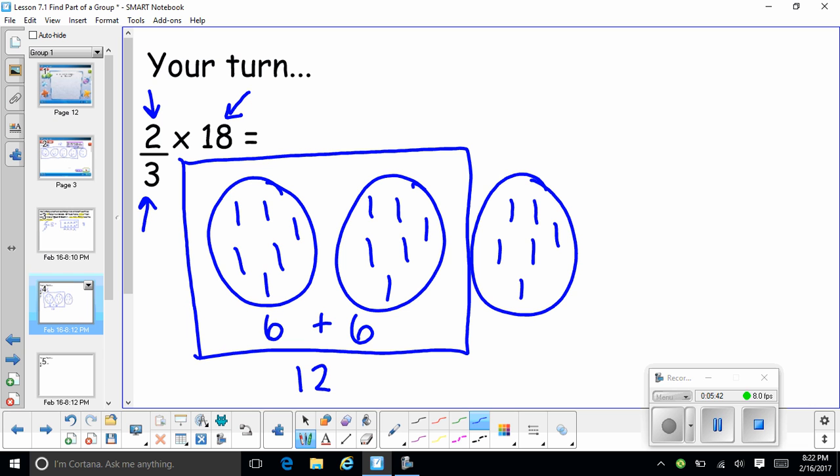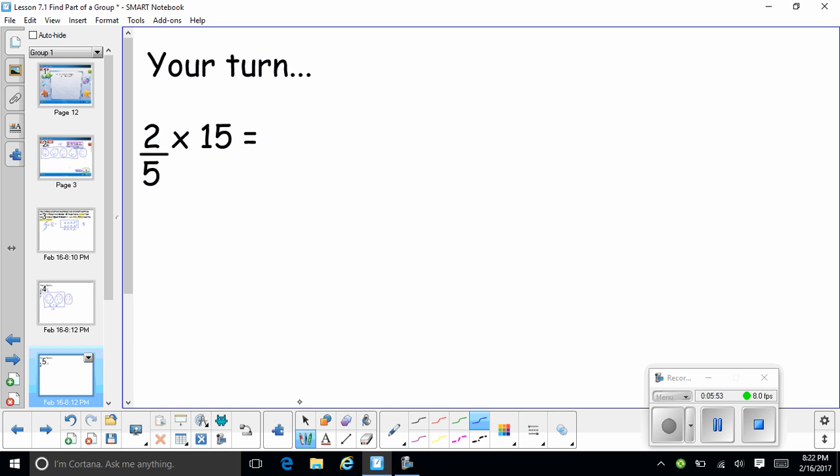I want you to copy down this example exactly the way you see it in your math notebook. When you're ready, continue to hit play. Okay, your second problem that you're going to copy down is 2/5 times 15. I want you to go ahead and attempt this on your own. And when you are ready, continue to hit play.